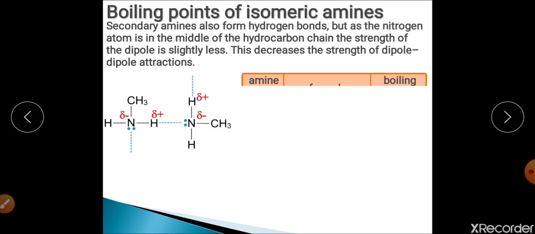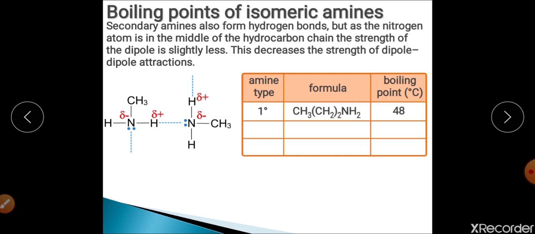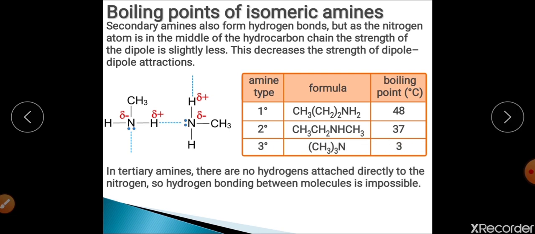When we compare the boiling points of the isomeric amines, meaning primary, secondary and tertiary amines, we can find, as you can see in the table, that the tertiary amine has the lowest boiling point. Then when we go to the secondary amine, the boiling point is slightly higher in comparison to tertiary amine, and when we go to the primary amine, the boiling point is highest among these.